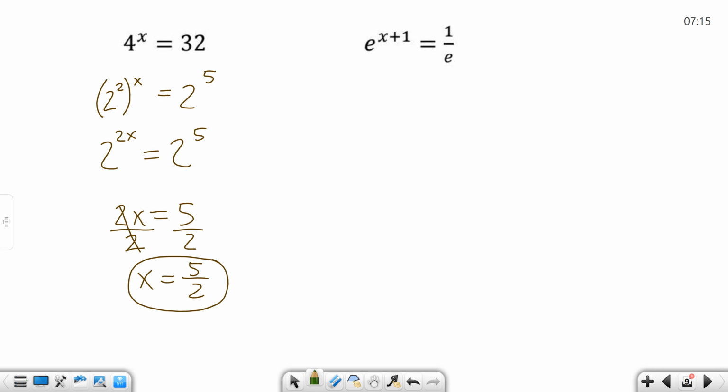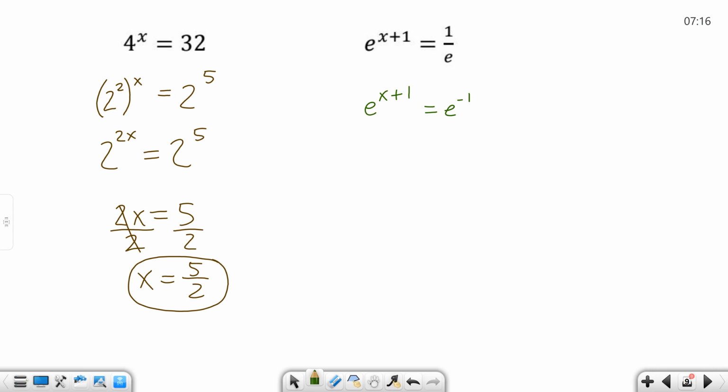So e to the x plus 1 equals 1 over e. Okay, don't let the e's confuse you here. Can you rewrite one side or both sides as the same number to a power? Well, you have e to a power on the left. Can I change 1 over e as e to a power on the right? Well, sure I can. How do I bring this up to the top, to the numerator? I change the exponent from positive to negative, so it's going to be e to the negative. It's understood to be 1, so this is e to the negative 1, and then over here this stays e to the x plus 1.